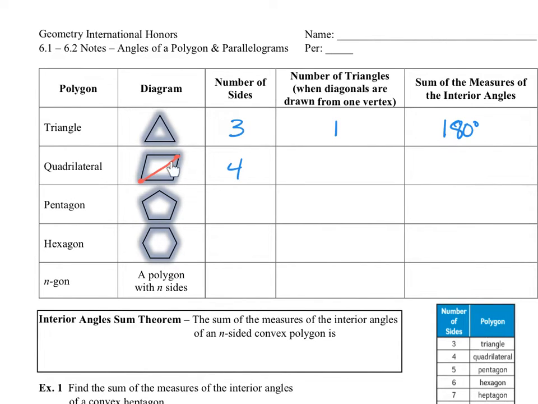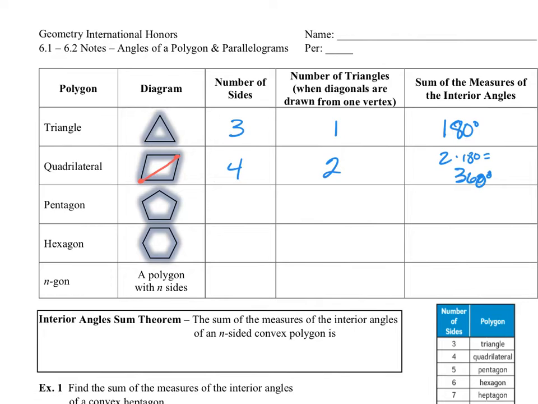When we draw that one diagonal from one vertex, we've now created two triangles. So if we want to think about the sum of the measures of the interior angles, well, now that we have two triangles, we would take 2 times 180 for a total of 360 degrees. So the sum of the measures of the interior angles of a quadrilateral is 360.